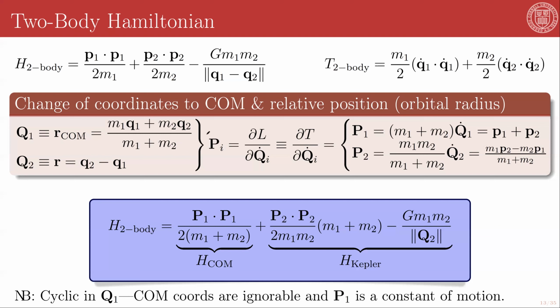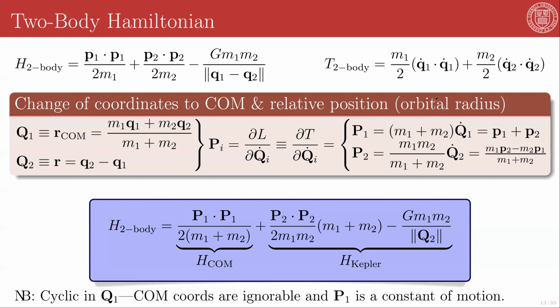The transformed conjugate momenta have to be the partial of the Lagrangian with respect to the time derivatives of these new generalized coordinates. And in this case, the only part of the Lagrangian that will have a dependence on the time derivatives of coordinates is the kinetic energy part. And so this is the same as the partial in kinetic energy with respect to these new coordinates.